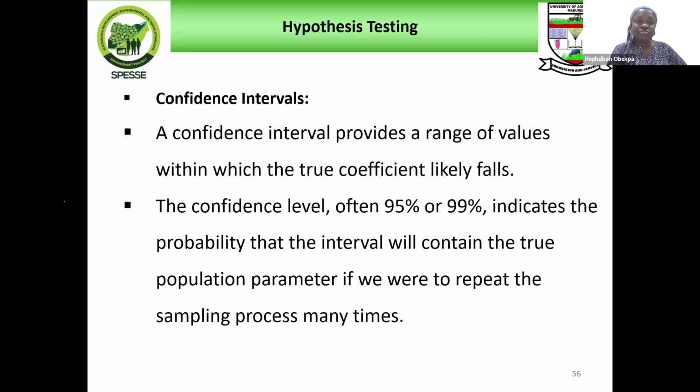Confidence interval provides a range of values within which the true coefficient likely falls, right? The confidence level is most times 95% or 99%, and it indicates the probability that the interval will contain the true population parameter.